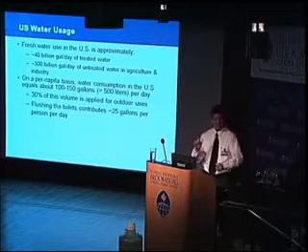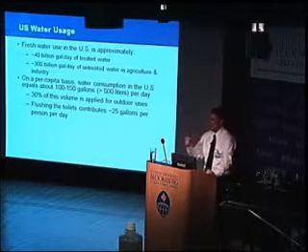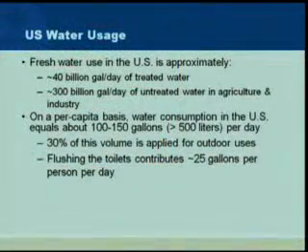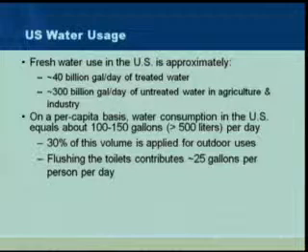30% of this is for outdoor uses, washing your car, watering your lawn, using high quality water, we call it potable water, drinking water. Anybody wash their car in August and drink out of the hose? Have you ever done that? You're still here. That's a great thing. We have high quality water, but why are we using it to wash our cars? There's this disconnect. Flushing toilets is about 25 gallons per person per day.